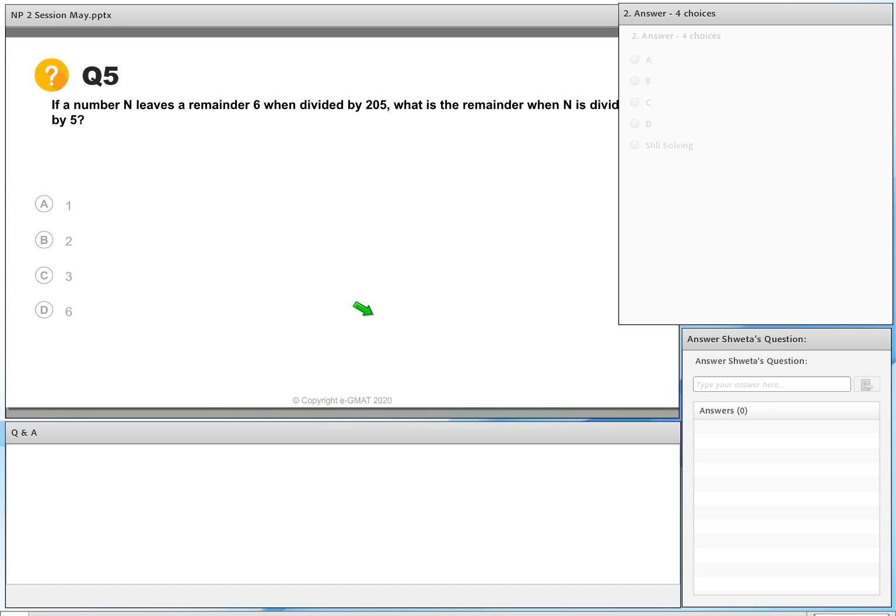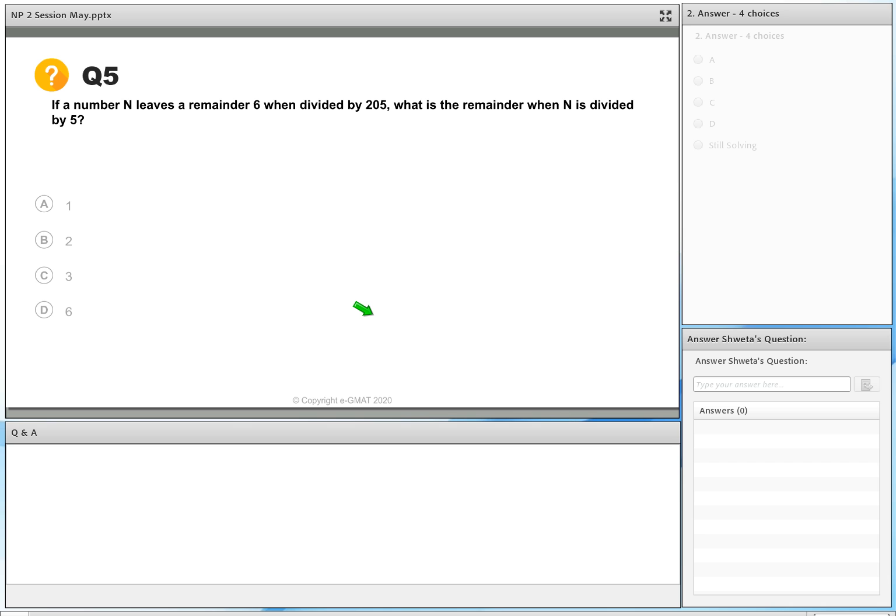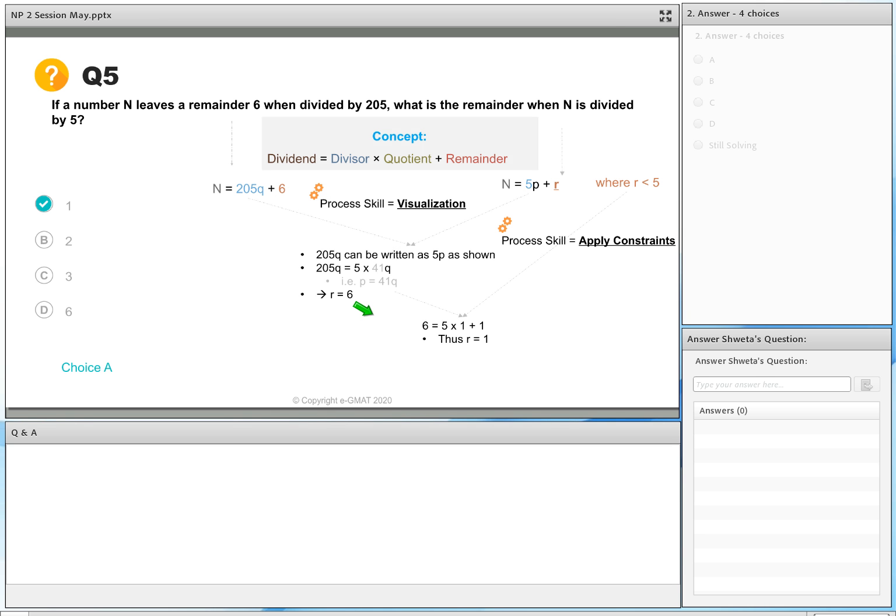Let's understand this. Let's talk about this. And then once you learn about this, never forget. Make sure you take your learnings from one question to the next. So it's exactly the same way I'm going to start the DNR equation for the given information. N is the dividend, remainder is 6, divisor is 205. So here's the DNR equation for quotient Q.